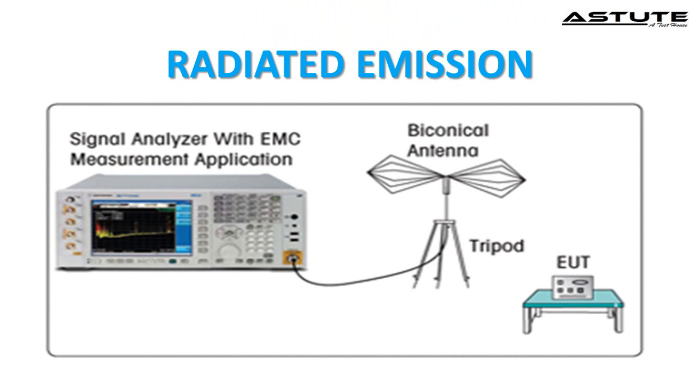Radiated emission is the radio frequency noise that is emitted by a device in the form of electromagnetic energy. It will be radiated into the air, and the radiated noise is very harmful to other devices. For checking the strength of radiated noise, the radiated emission test is conducted.